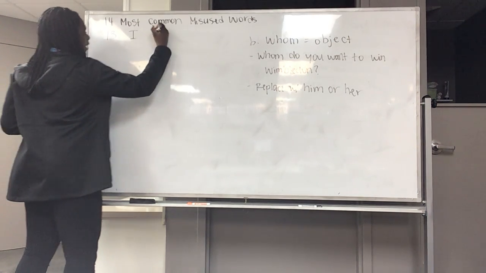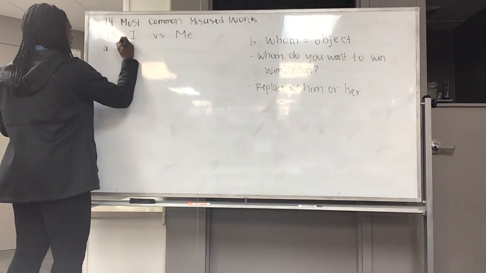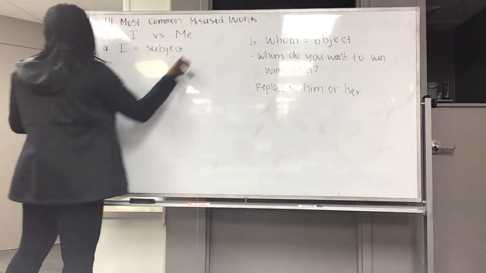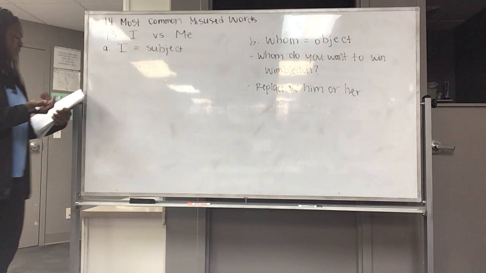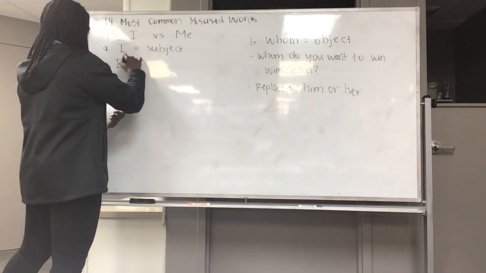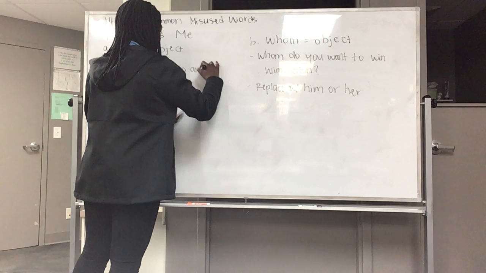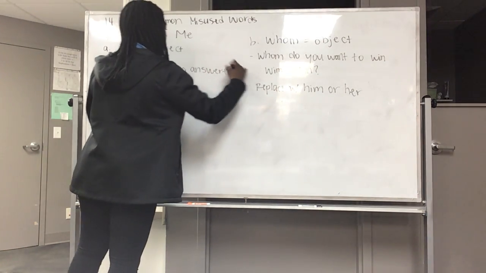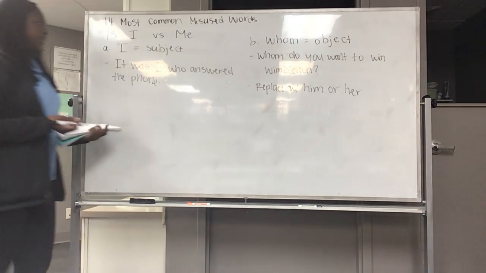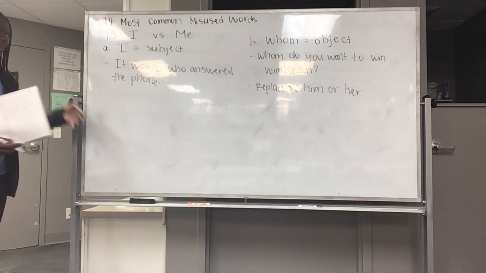Number 13 is I versus me. So we use I when we're talking about the subject, or the person performing the action. So I could say, it was I who answered the phone. So in this example, I is the subject, or I am the subject.